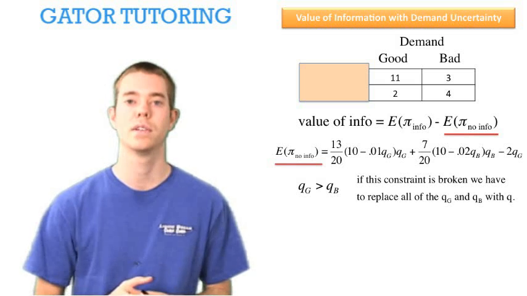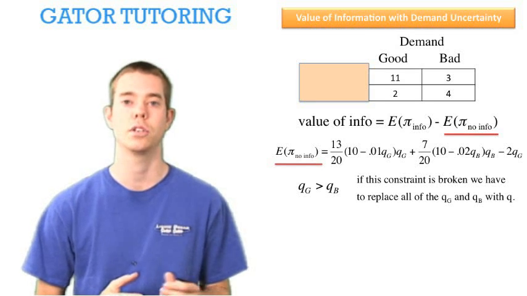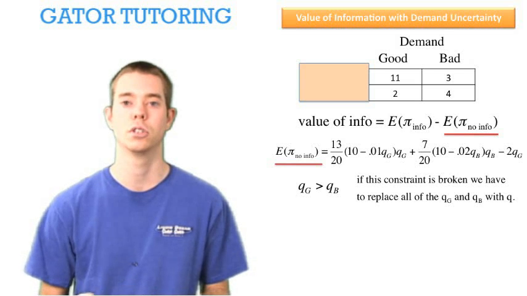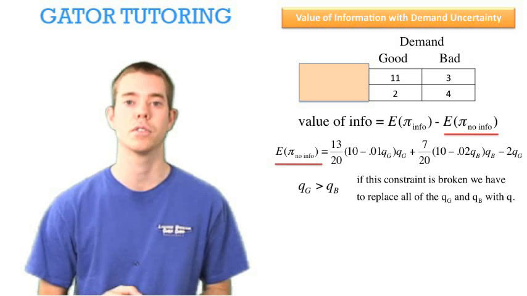So we'll take the derivative of our profit function with respect to Qg, and we'll solve for Qg. We'll take the derivative of our profit function with respect to Qb, and we'll solve for Qb. We'll check our constraint to make sure that Qg is indeed bigger than Qb.